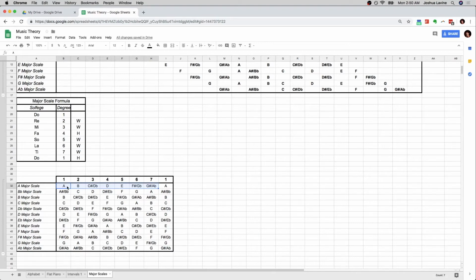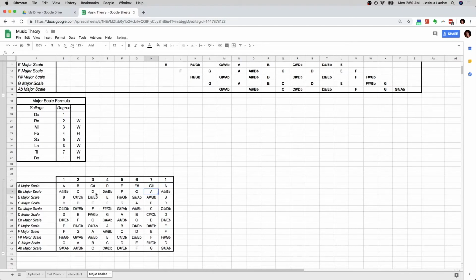In fact, I know this is going to be tedious, but we are in fact going to go through this entire exercise. So we have A, B, this is C sharp. Then we have D, E, this is F sharp, and this is going to be G sharp. Whoops, that should say G sharp.